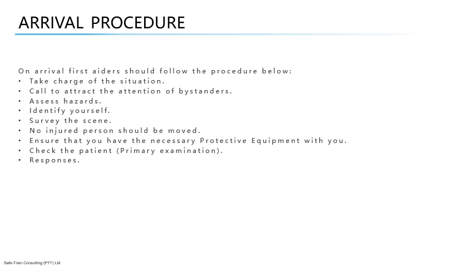Check the patient. After determining that the scene is safe, do a primary examination. This refers to a quick assessment for life-threatening conditions. Responses. Determine the level of consciousness of the injured, by looking and listening. Look for body movement, and listen for noises made by the injured.